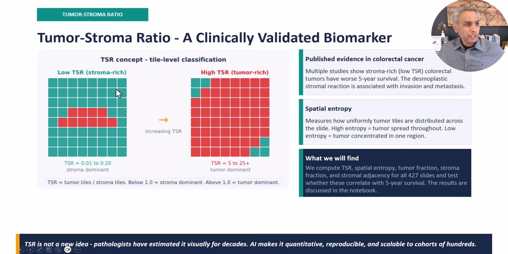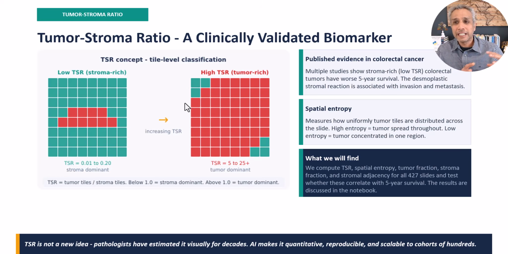Now, in addition to TSR, there are certain features that we compute. We compute 4 other spatial features in our case. Spatial entropy: by definition, entropy has to do with disorder, right? It measures how uniformly tumor tiles are spread across the slide. So high entropy means high disorder, meaning tumor is everywhere. Low entropy means it's concentrated in just one region.